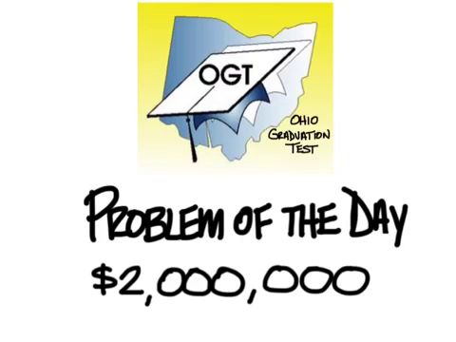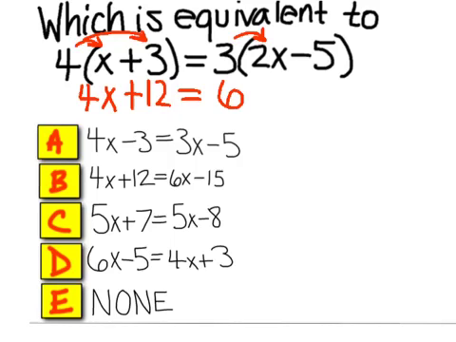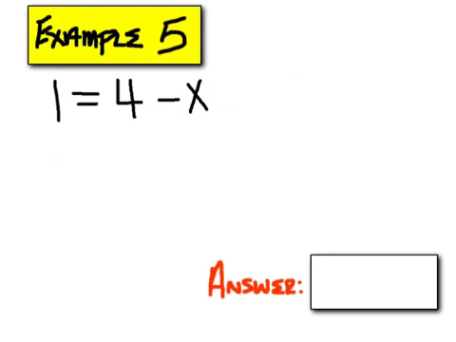Okay, Ohio graduation test problem of the day. For this problem, we want to distribute the 4 to the x and to the 3. 4 times x is going to give you 4x, plus 4 times 3 is going to give you 12. On the other side, we have 3 times 2x, that's 6x. 3 times negative 5 will give you a negative 15. So the answer should be B.